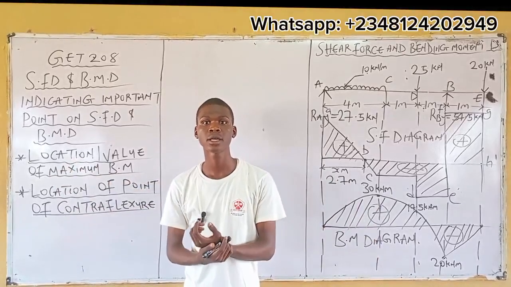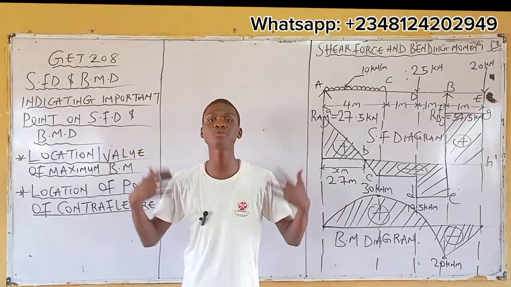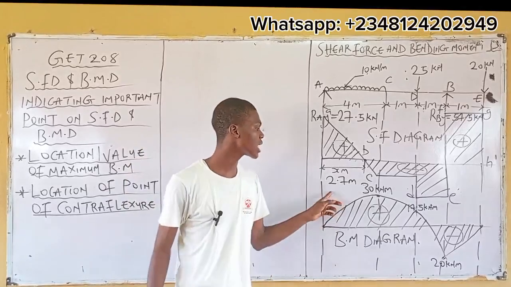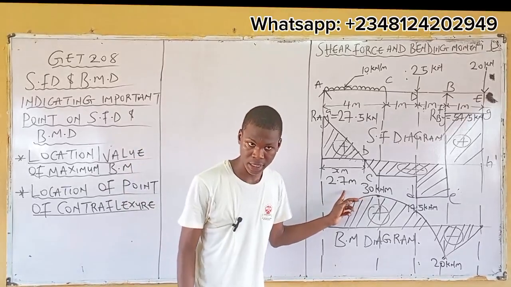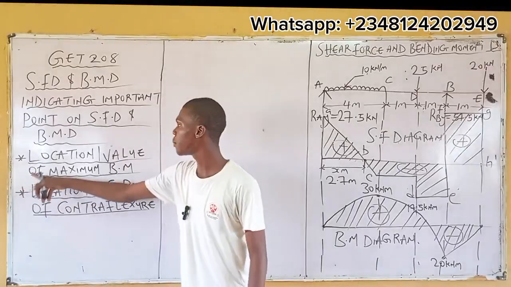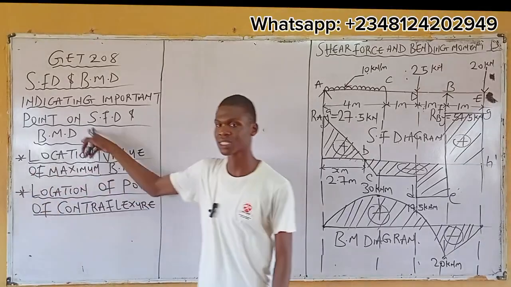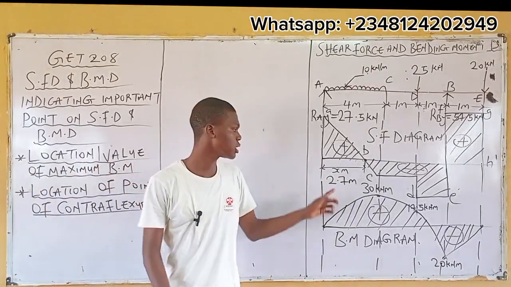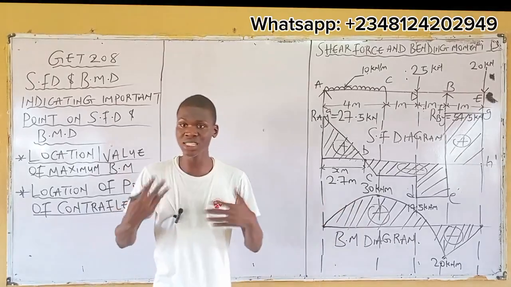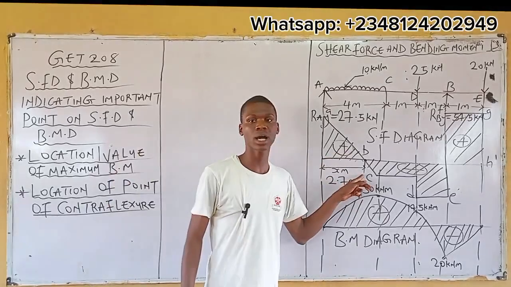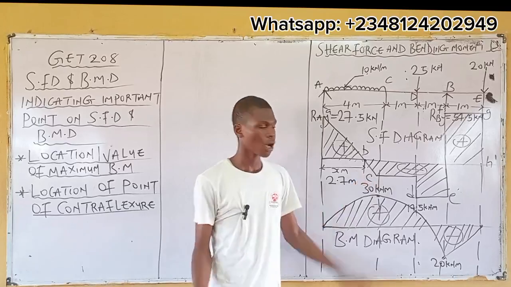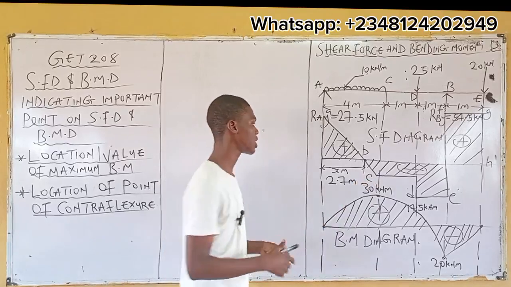I said let's do an assumption. Let's say x equals 2.7 meter. This is how you see your question in the exam. The question says calculate the location and value. Meaning your location is 2.7 meter. How do you now get the value? The bending moment calculation you'll be doing: take bending moment about that point. Let's see how it works. By the time you start solving, you understand better.